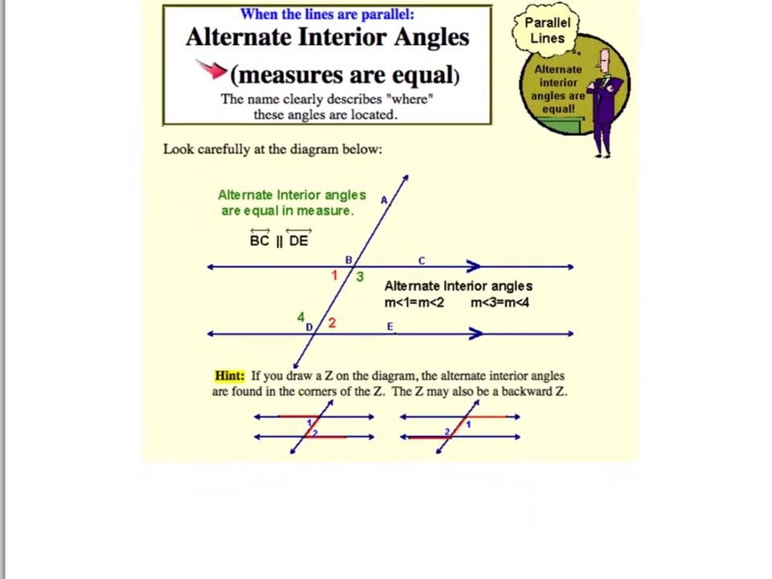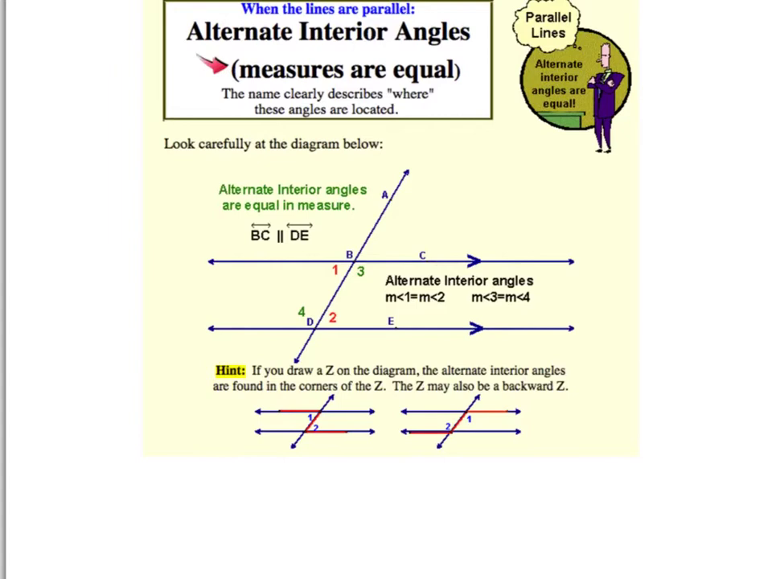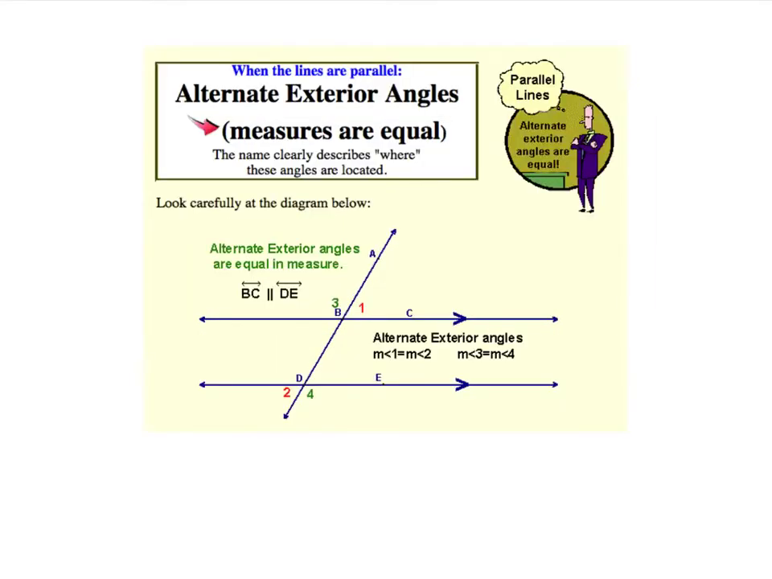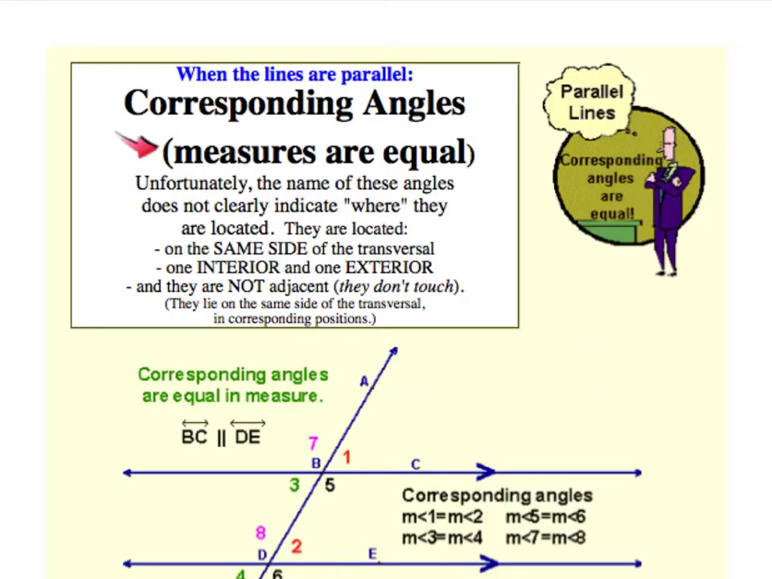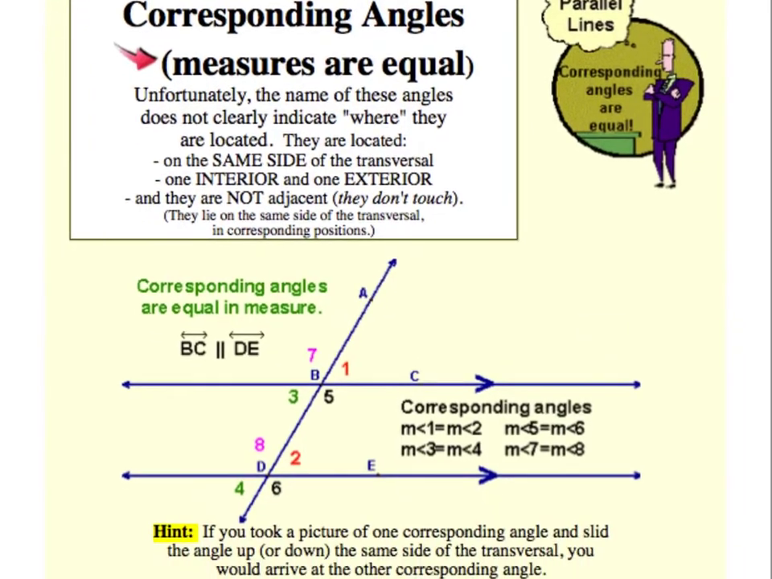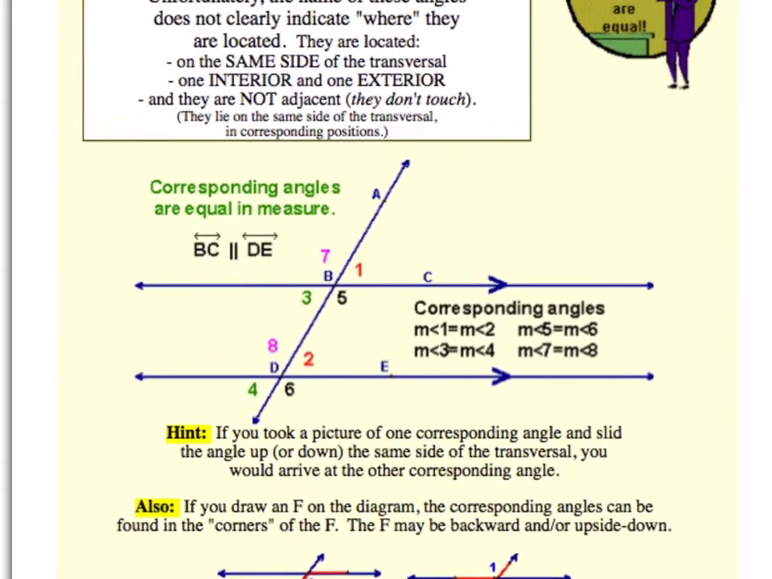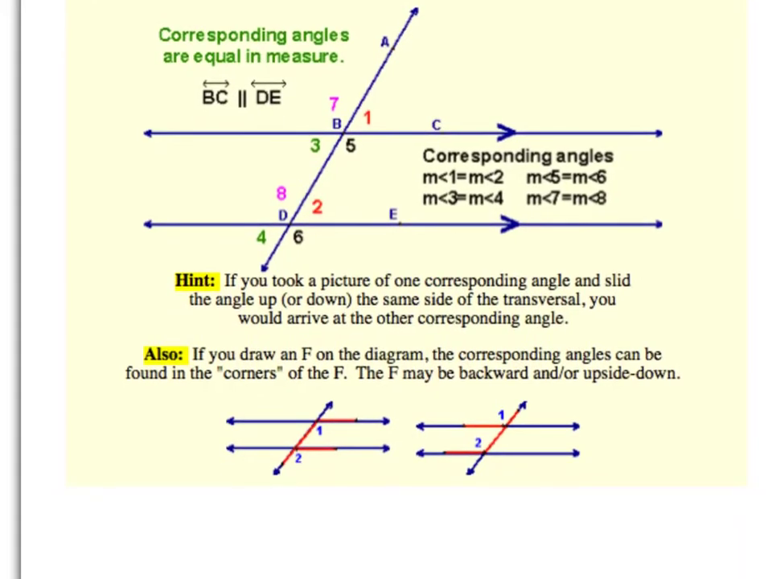We have alternate interior angles, and those are the ones that form the Z, and those measures are equal. Alternate exterior angles, like angles 1 and 2, those are also equal. Corresponding angles state that the measures are equal again, and the corresponding angles are the ones that appear in the letter F. So if you look down here at the bottom, you can see how the letter F is formed, and those angles that form that letter F are congruent as well.